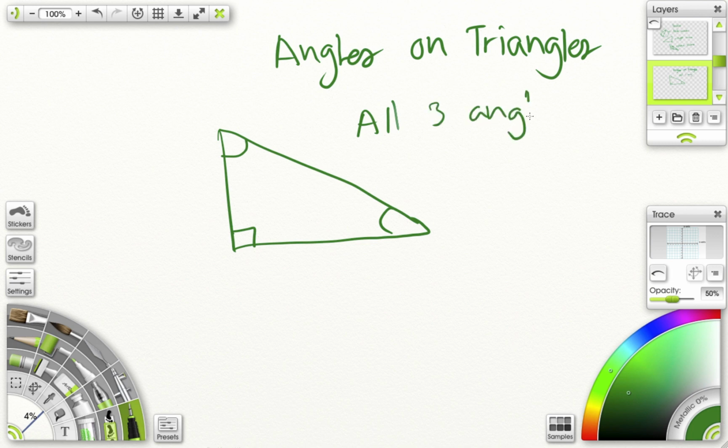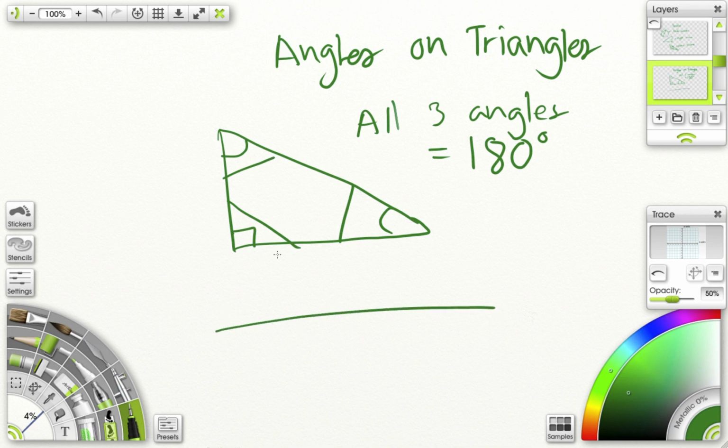All three angles equal 180 degrees. Here's why. Because if I took all these angles, so if I cut off all these corners of these triangles and laid them out, as in I have one angle like this, that's my right angle, another angle like this, and that's my other angle, and my last angle like this, they create a straight line at the bottom. A straight line has a 180 degree angle.